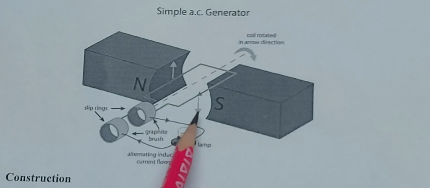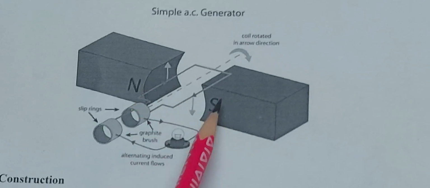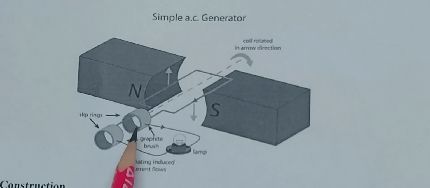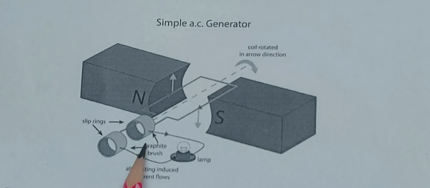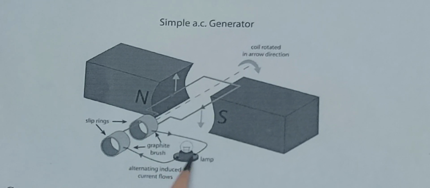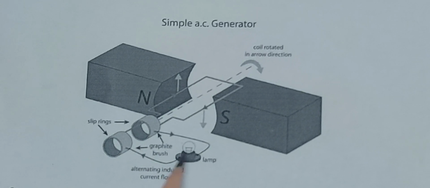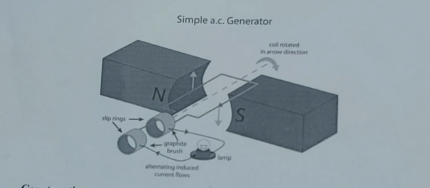Inside that, a coil is wound in between the two bar magnets. It also contains two slip rings, and then two graphite brushes are connected to the coil. From that coil we are able to create an alternating current. This is the basic component of an AC generator.